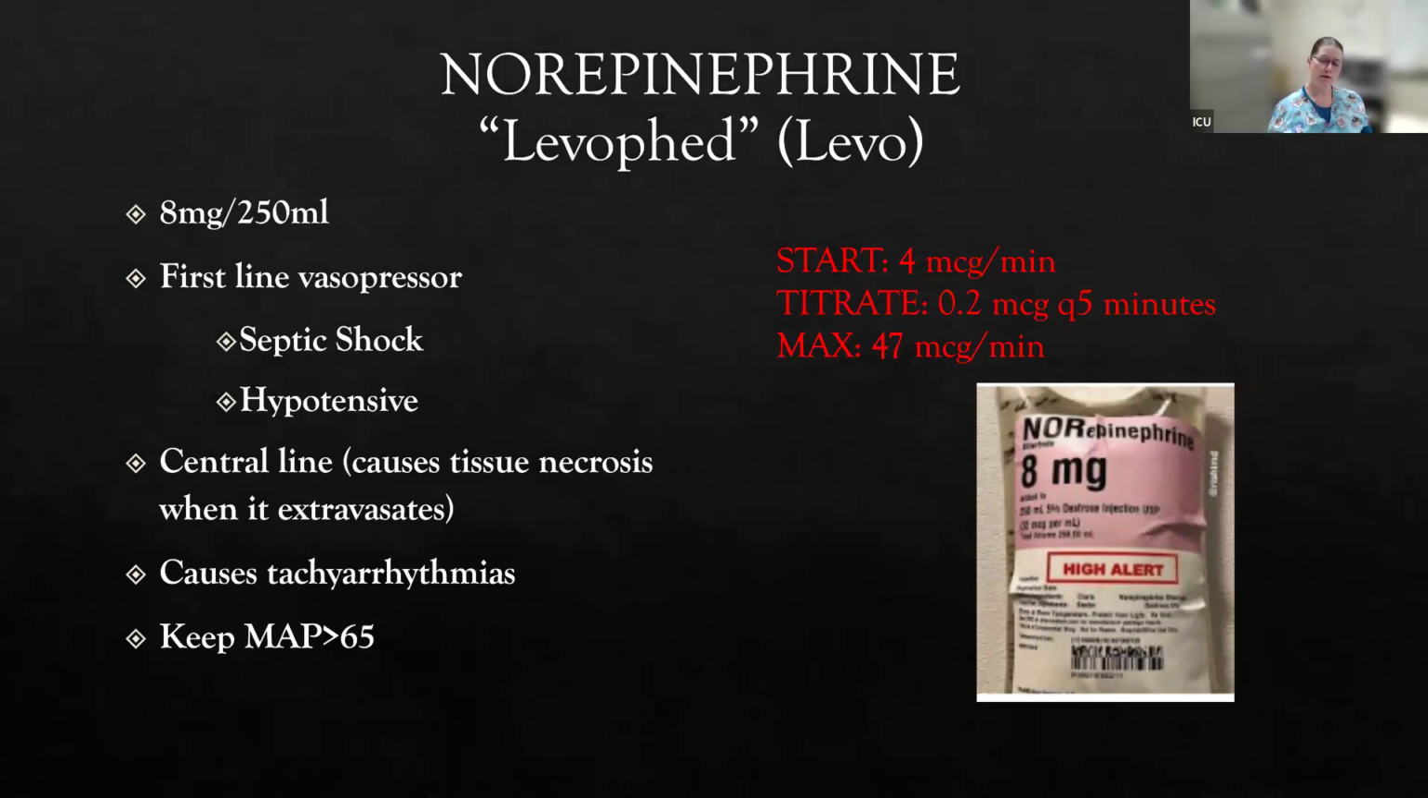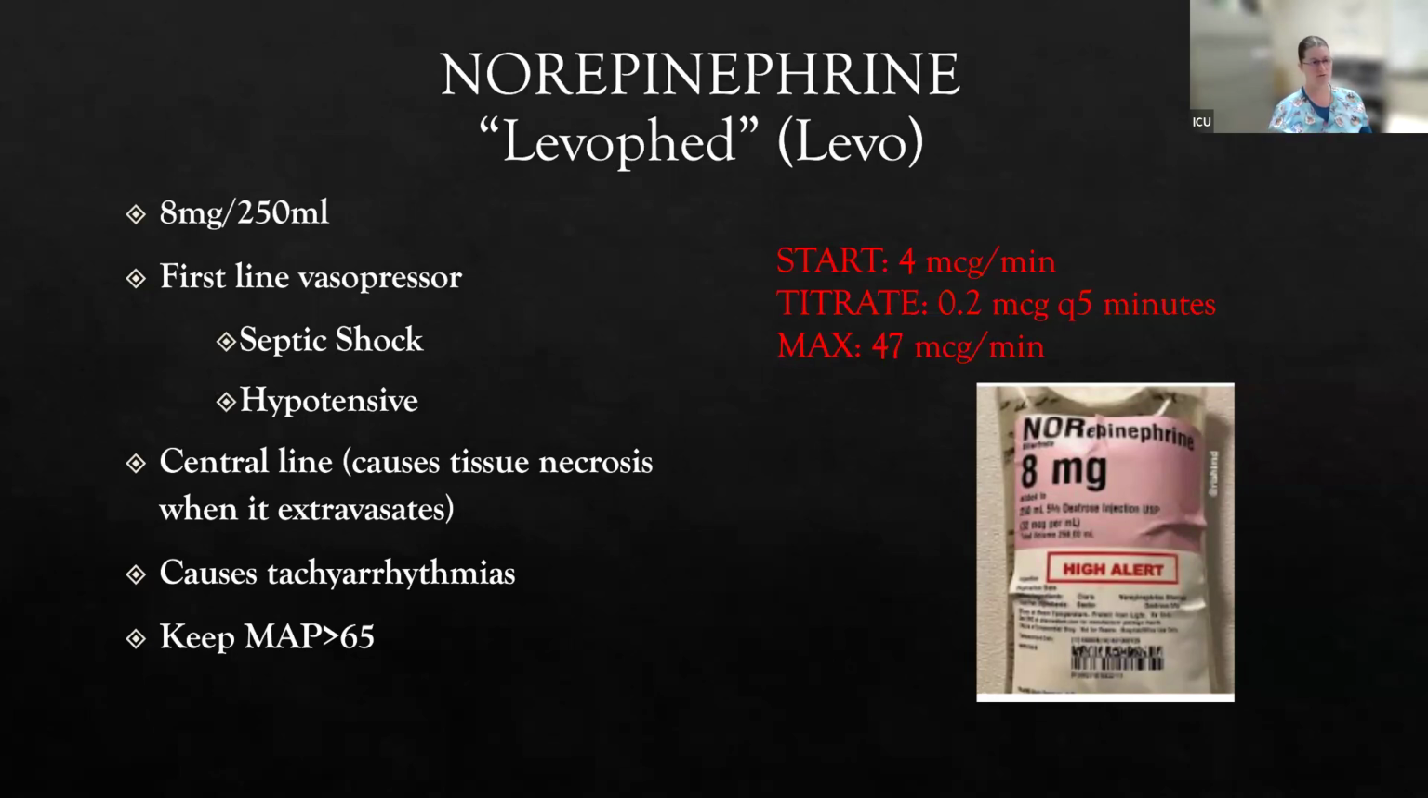So norepinephrine, also called Levophed or Levo, because for some reason we have to shorten everything because we don't have time for all of these really long names, right? It's important for all of your drips that you're looking at your actual bag, because you can look all over the place and find information. You can look at your pump. You can get information from report and your notes. You can get information from the computer and what the order says.